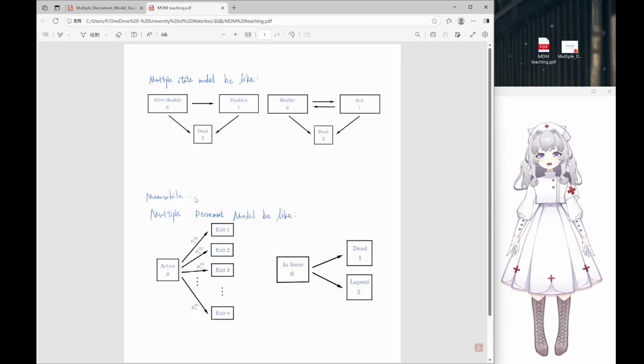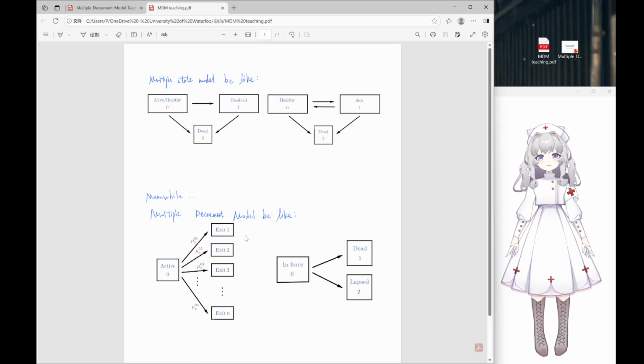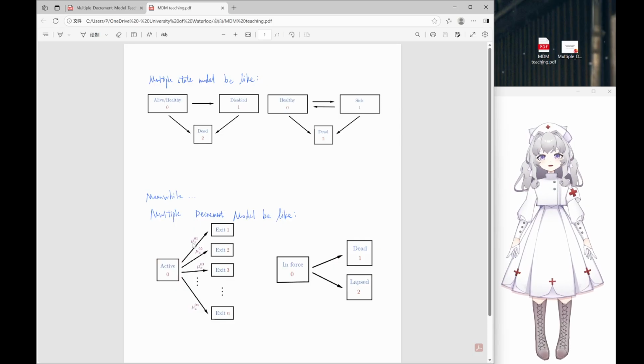Meanwhile, today our example of the multiple decrement model is like here. We only have one active state, state 0, and we have different exit states, each with a one-way arrow. We just go in and we can never leave. And we have our different mu_x^{01} and so on as the force of transition. Each decrement state has its own specific force of transition.